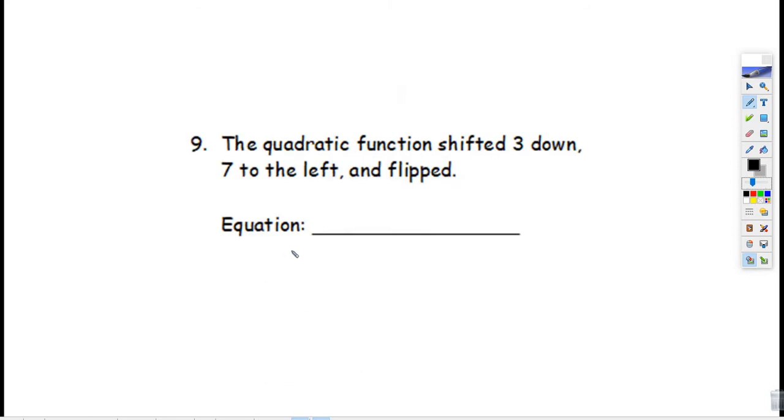So this wants us to construct the equation. So I'm going to know that this is the quadratic function, so I know it's something squared. So 3 down, 7 to the left, and flipped. So I know the flipped has to go out front. The left and right is inside and it's opposite. So if it moved left, it's positive 7 squared, and 3 down is minus 3 on the outside.